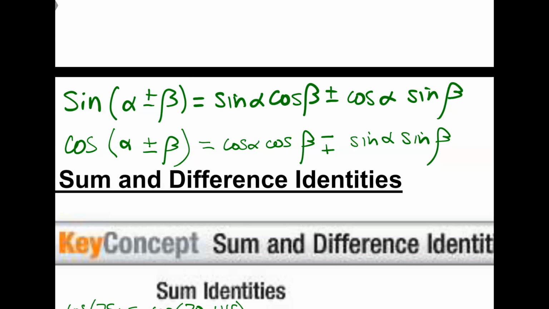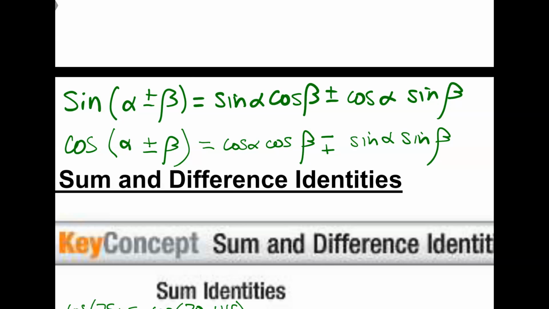So with the difference, you need it to actually be the number. Since I'm doing sine of 75 degrees and I'm adding alpha plus beta, I could take 45 plus 30 or 30 plus 45. But if I'm doing the difference identity, those are two different numbers, right? If I take 30 minus 45 and 45 minus 30, those are two different numbers. So then it does matter. But for the sum identities, it wouldn't matter because of the commutative property of addition. If I took 30 plus 45, it's the same as 45 plus 30.